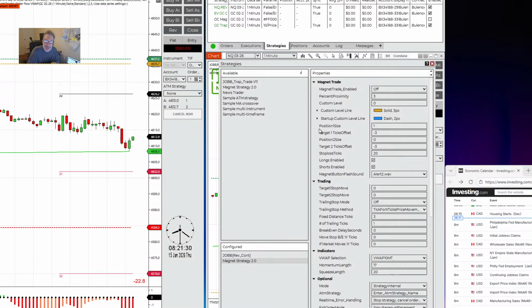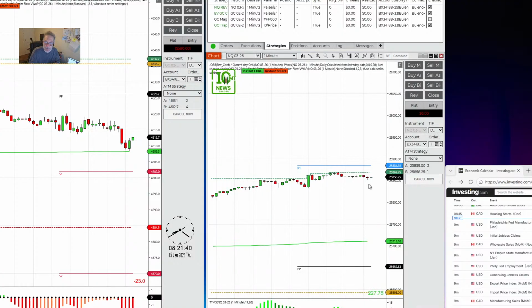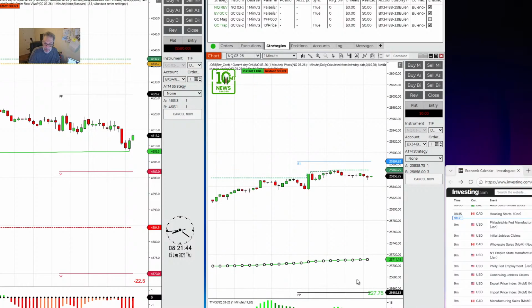But you've got to type in the level, and then key in your order line where you want to get filled. So if I was going to target the VWAP, right? The VWAP would be a short from where we are now.